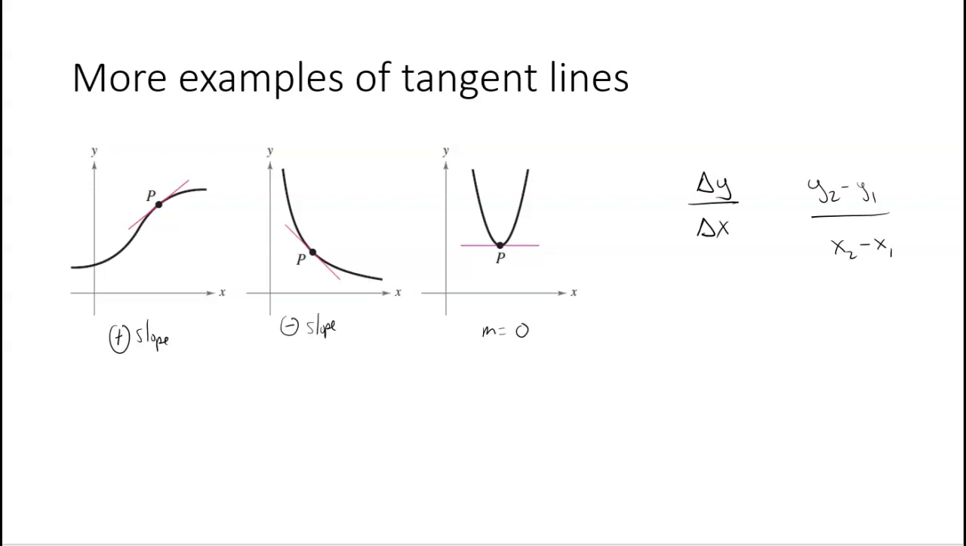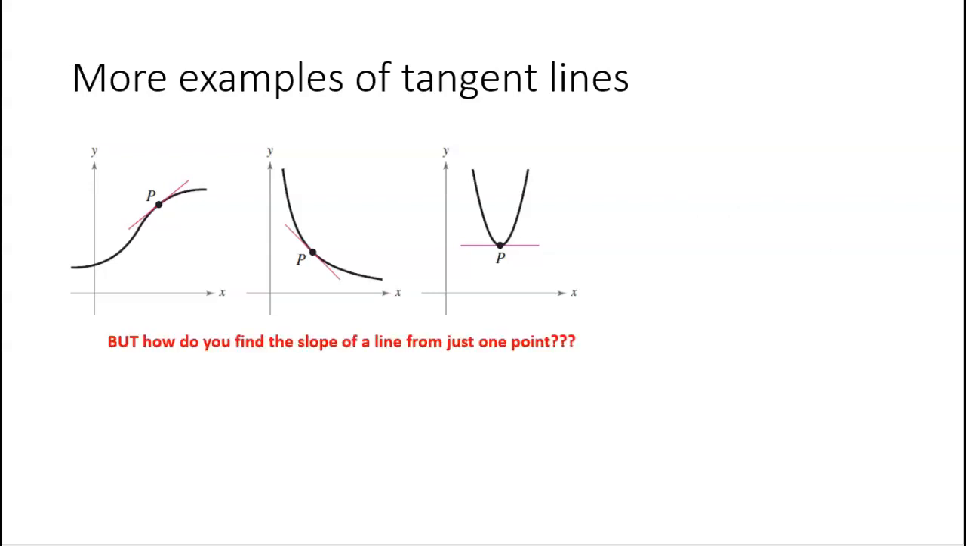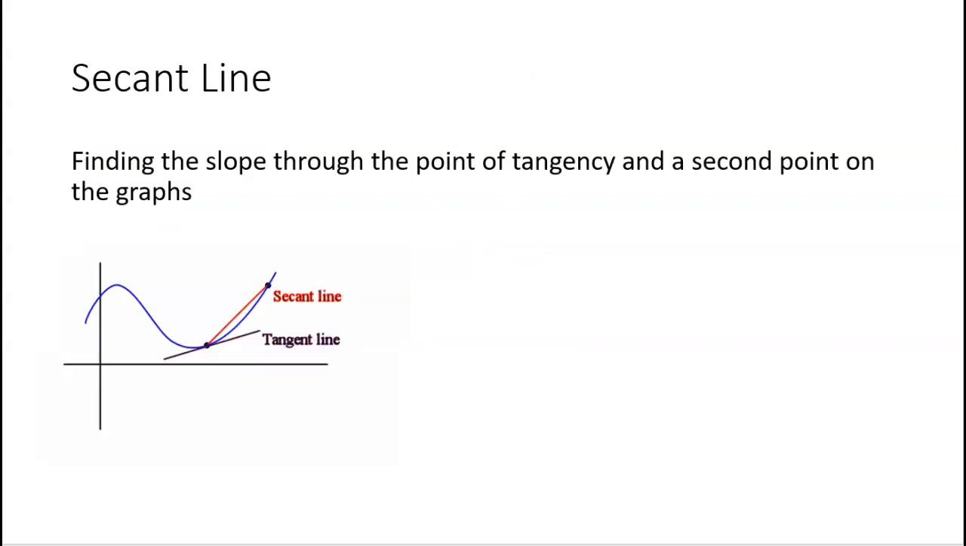So hopefully something that we are thinking about is this. How do you find the slope of a line from just one point? And that's a really good question. How do we do that? So how do we find this tangent line's slope, especially if we're just approximating it? How can we be a little bit more accurate? Well, what we can do is we can actually find the secant line. So the secant line is finding the slope through the point of tangency and a second point on the graph.